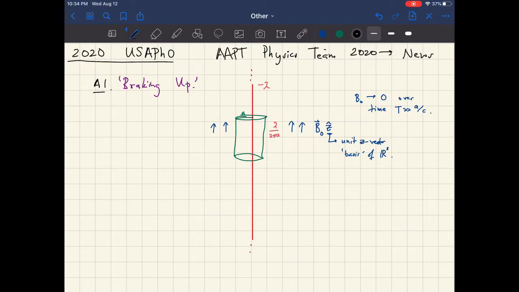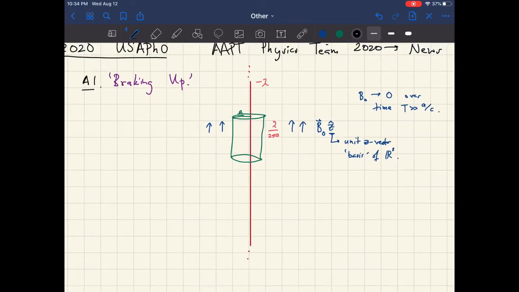And if you want to check out the paper, if you want to open it up, as you can see, I already have A1 written out. I have all the details written out. But you can go to AAPT Physics Team 2020. Search that up on Google. Once you're on the website, there should be a sidebar, and on that sidebar you can click News. From News, you can scroll down and find the solutions and the problems for the 2020 USAPhO.